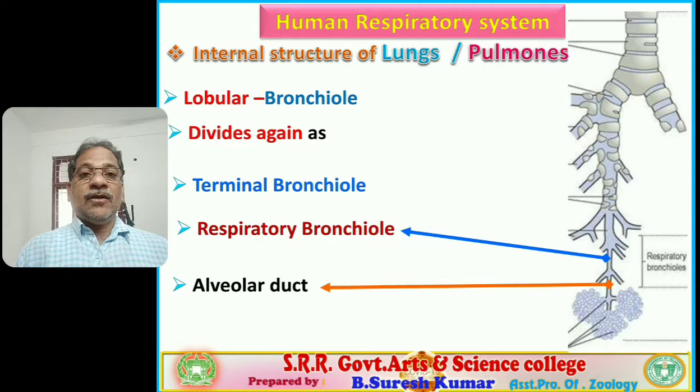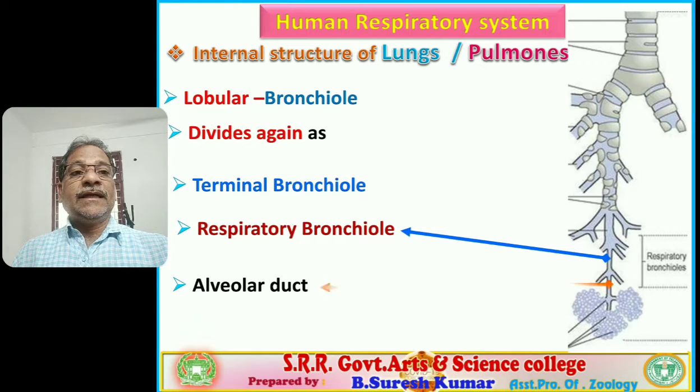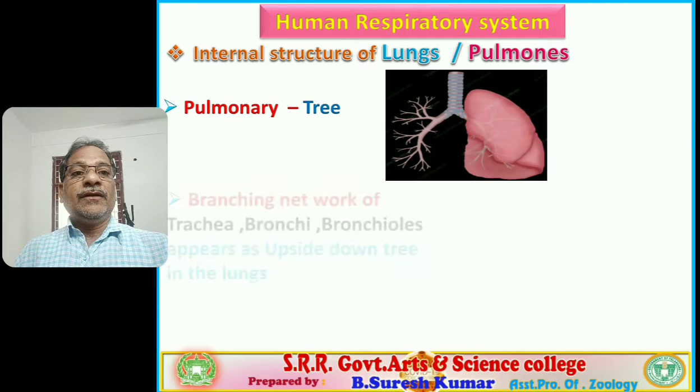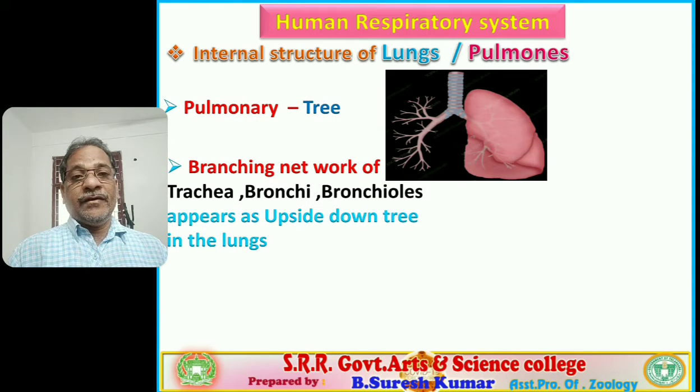So the lobular bronchiole again gave rise to terminal bronchiole, respiratory bronchiole and alveolar duct. This cluster of alveolar ducts terminates, they open into a cluster of alveoli. So, if we observe all this tubular network, they form the pulmonary tree in our lungs.